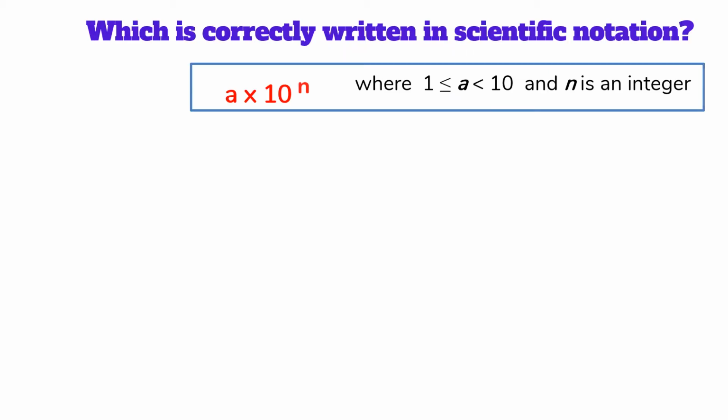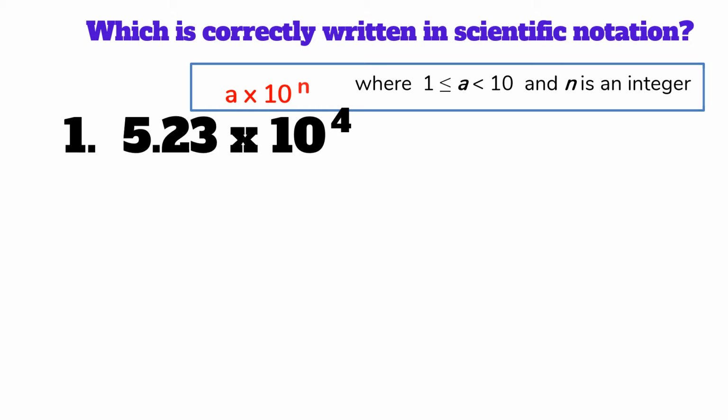Let us determine which is correctly written in scientific notation. Take note that scientific notation is written in the form a times 10 raised to n, where a is greater than or equal to 1 but less than 10, and n is an integer. So, ibig sabihin, ang a ay from 1 to less than 10, basta't hindi dapat lalagpas sa 10. And n is an integer.